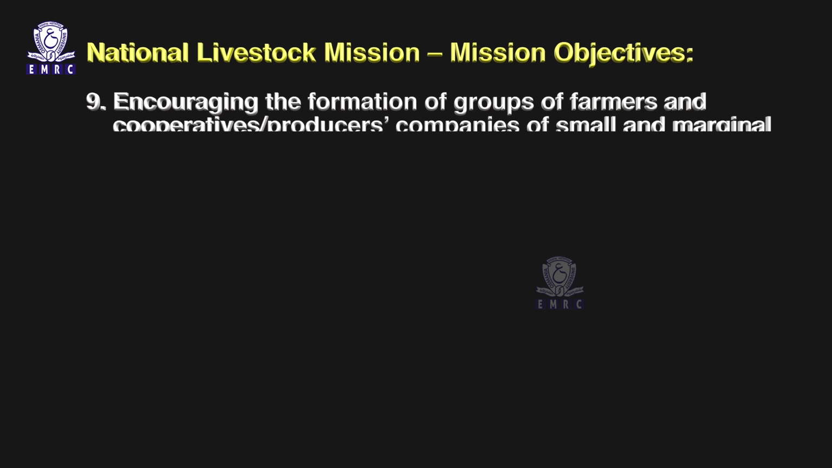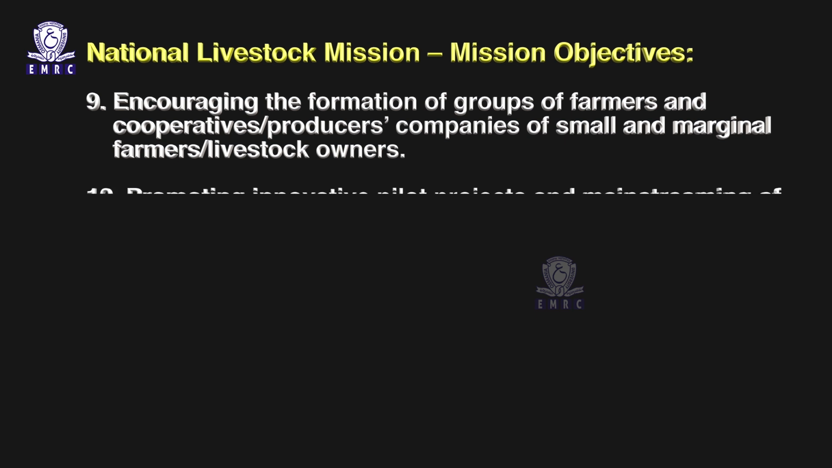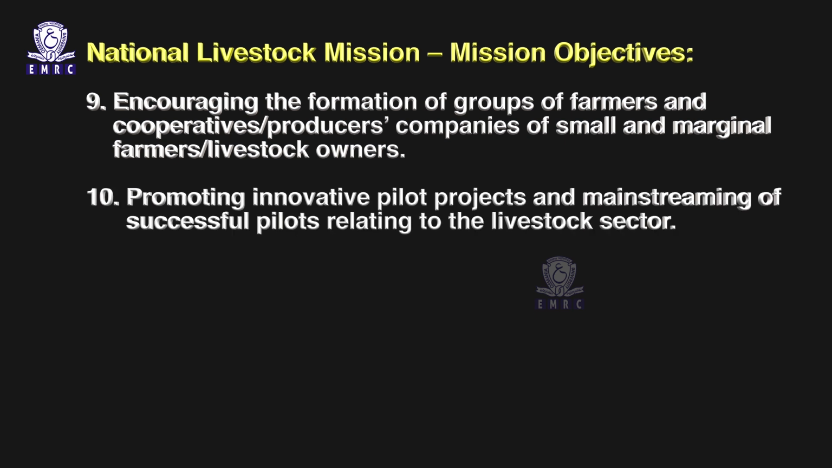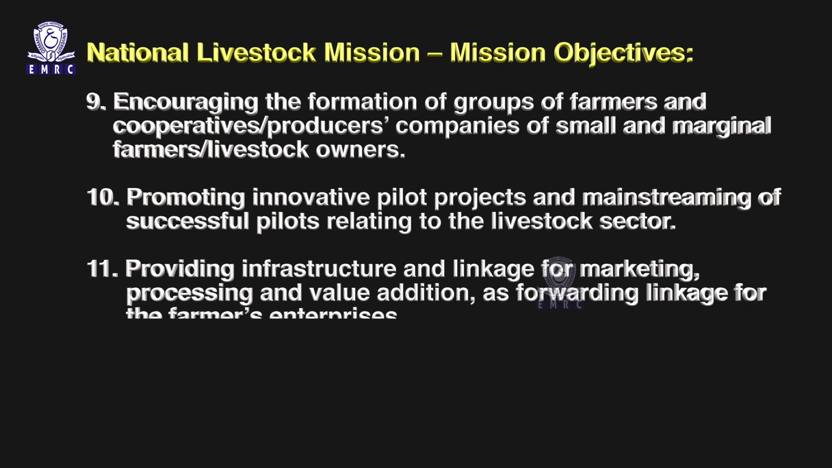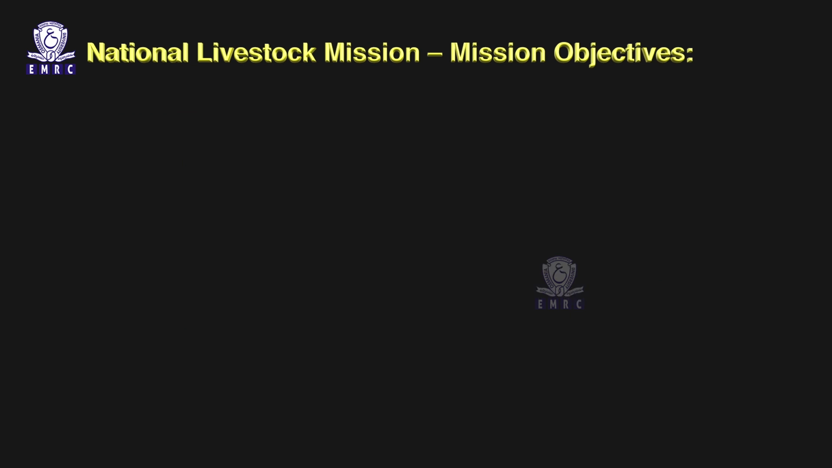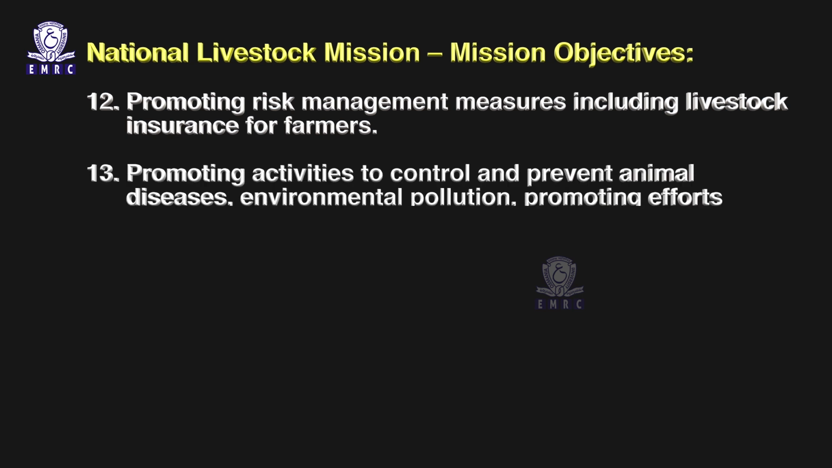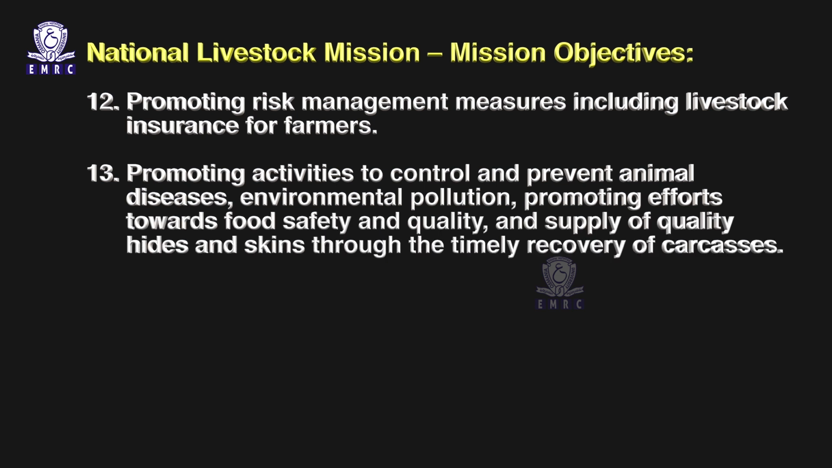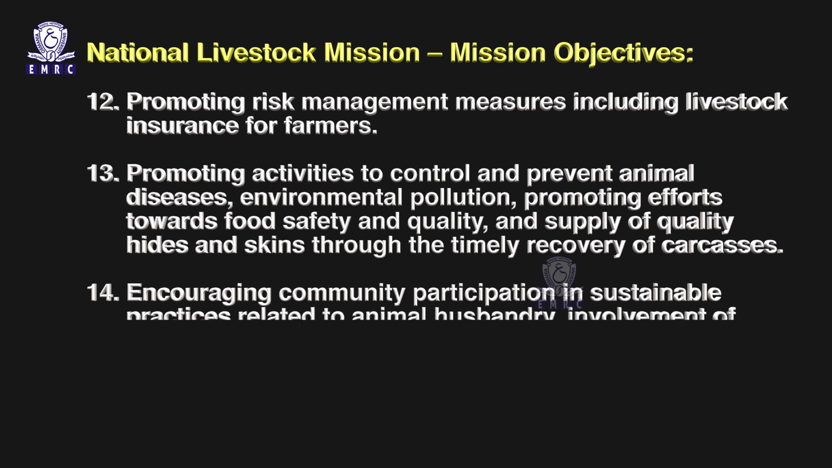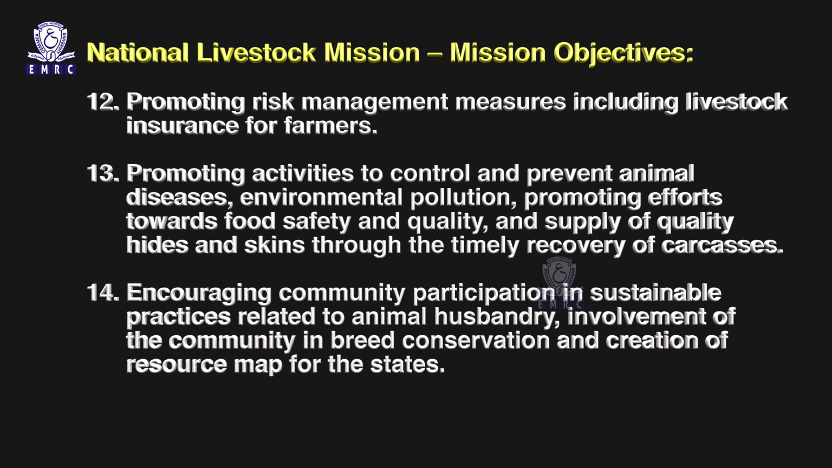Encouraging the formation of groups of farmers and cooperative producer companies of small and marginal farmers or livestock owners, promoting innovative pilot projects and mainstreaming of successful pilots relating to the livestock sector, providing infrastructure and linkage for marketing, processing and value addition as forward linkage for the farmers' enterprises, promoting risk management measures including livestock insurance for farmers, promoting activities to control and prevent animal diseases, environmental pollution, promoting efforts towards food safety and quality and supply of quality hides and skins through timely recovery of the carcasses, encouraging community participation in these sustainable practices related to animal husbandry, involvement of the community in breed conservation and creation of a resource map for the states.